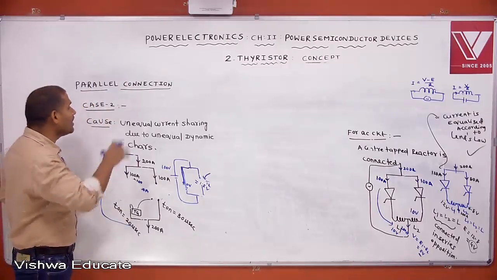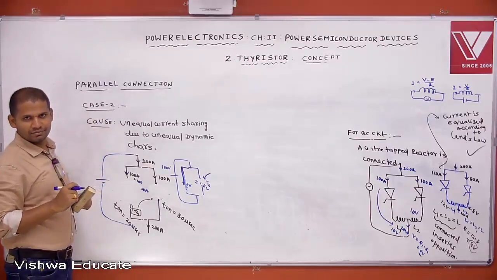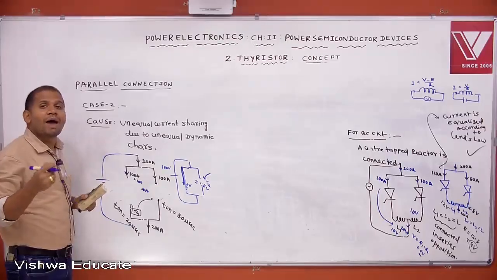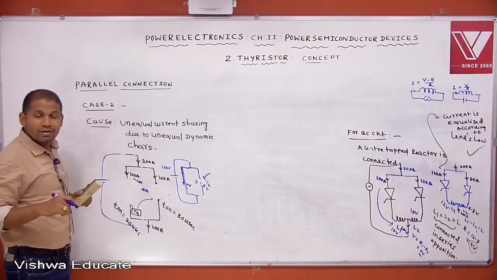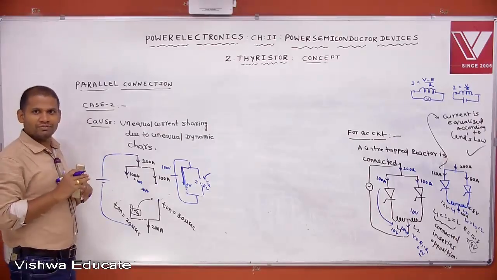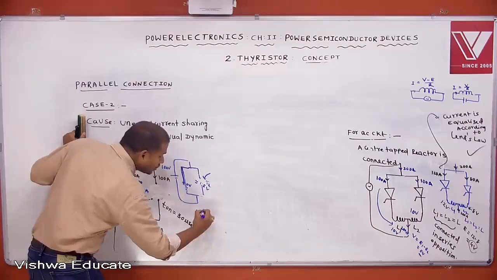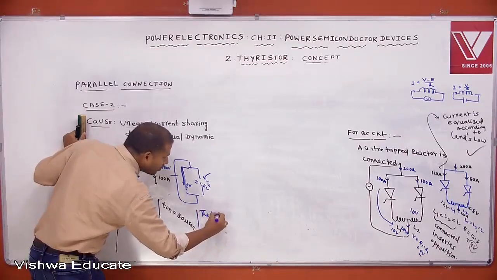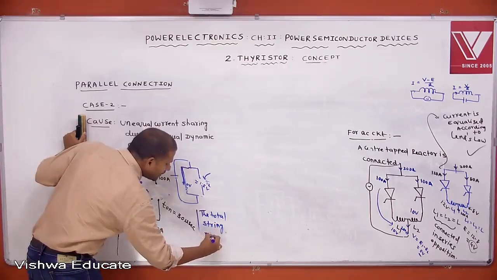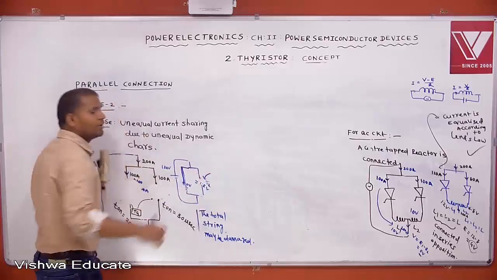That is the problem with unequal current sharing due to unequal dynamic characteristics. Due to unequal dynamic characteristics in a parallel connection, the total string may be damaged. Then what is the remedy for this problem?